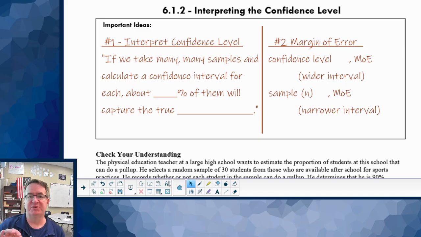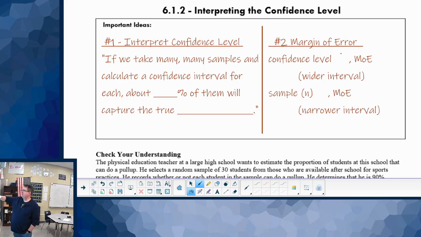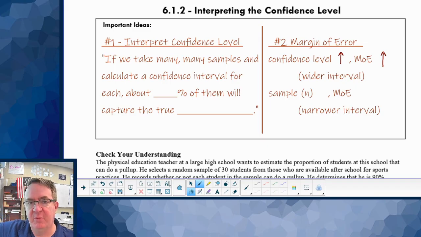Now, we know what the margin of error is. We calculated that out yesterday. What ends up happening here is as the confidence level increases, the margin of error is going to increase. It's the only way that you can do it. If you want a better chance of capturing the true proportion, you need to make the net wider. So that means our margin of error is going to go from small to large.